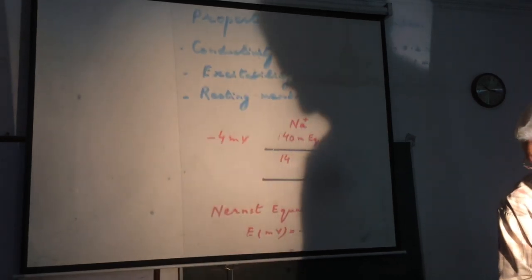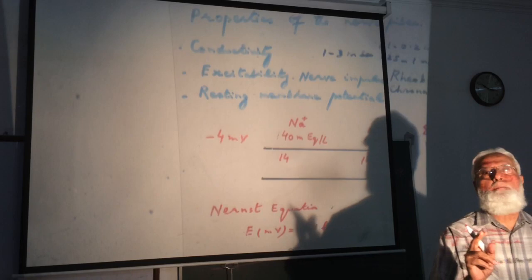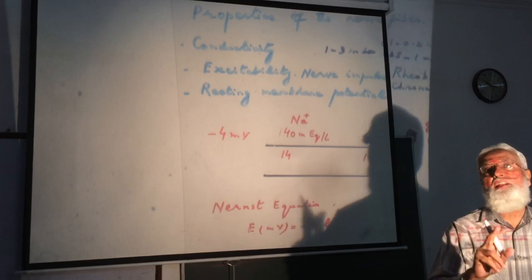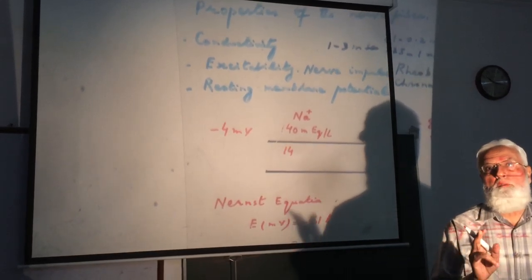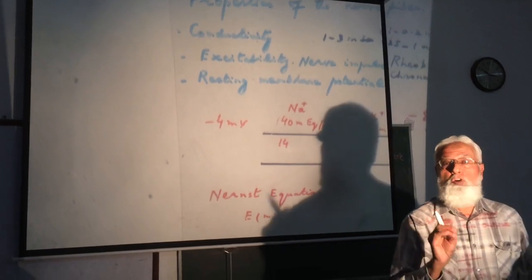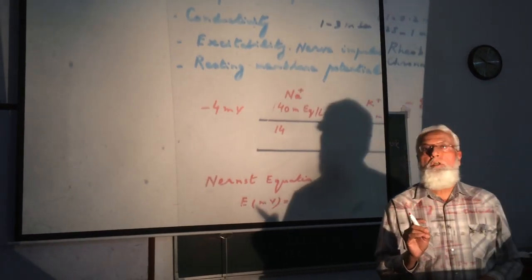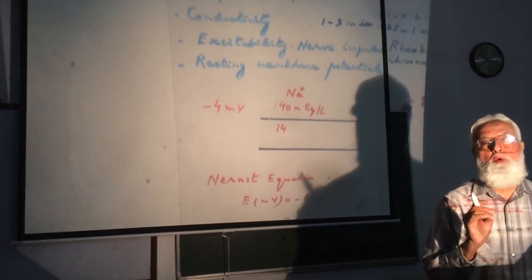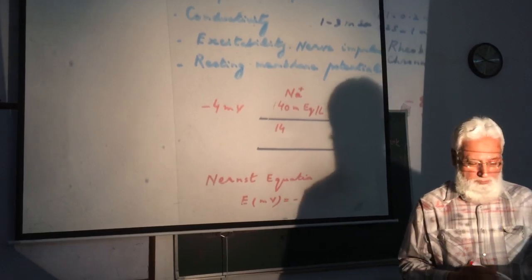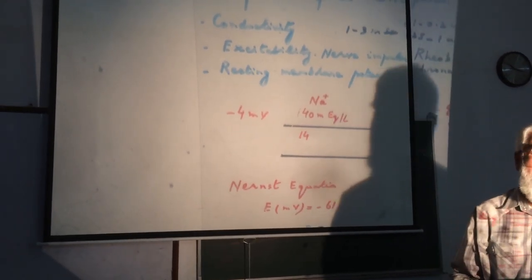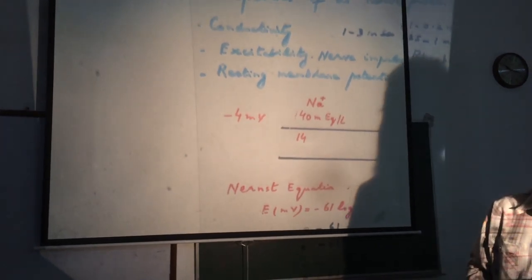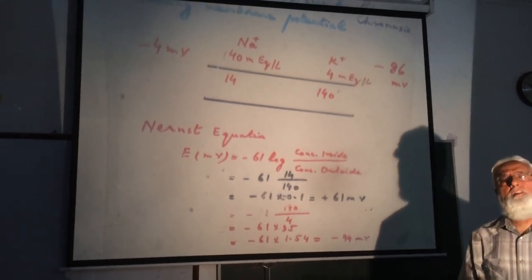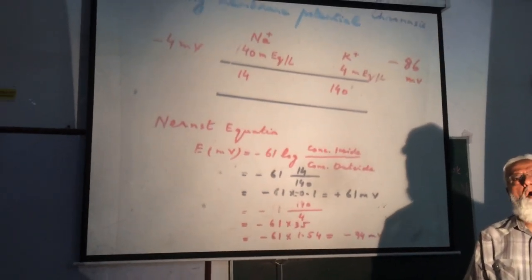I again repeat that outward potassium diffusion produces minus 86 millivolts out of minus 90 millivolts of the resting membrane potential. And the activity of the sodium potassium pump contributes only minus 4 millivolts in the total resting membrane potential of minus 90 millivolts. So this is the mechanism of the resting membrane potential. Now how can you prove the mechanism of the resting membrane potential? How can you prove it?